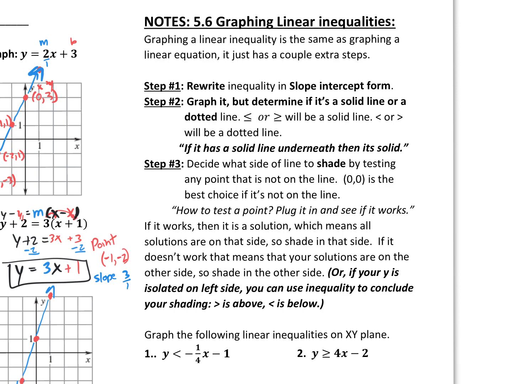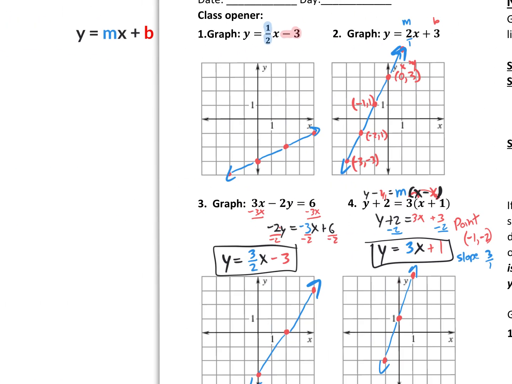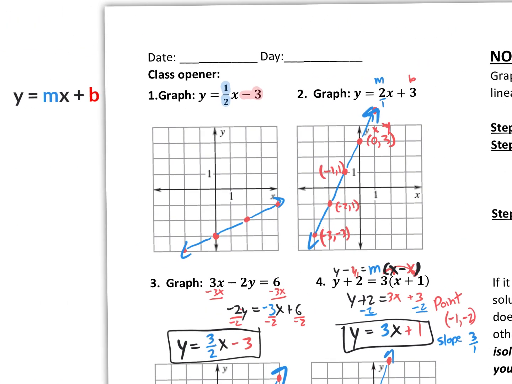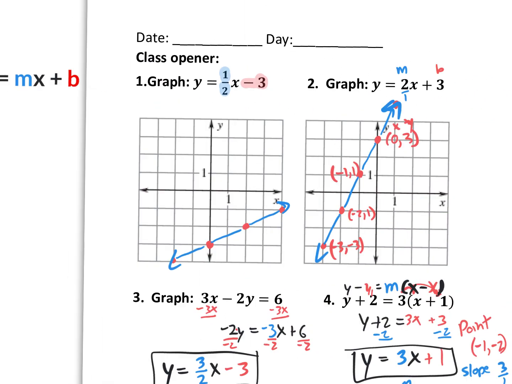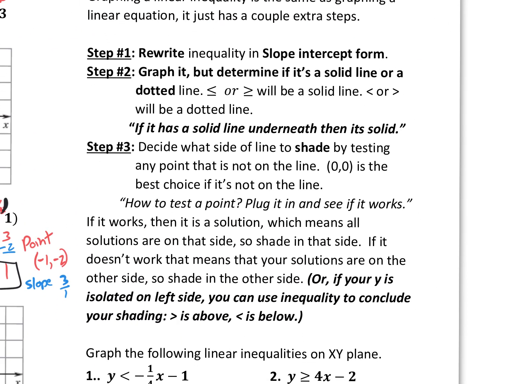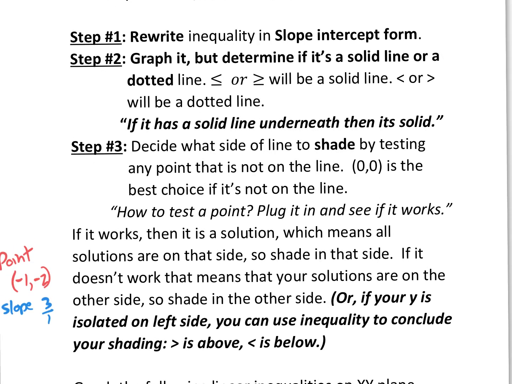Okay? So if you did understand these first questions on the class opener with y equals mx plus b, it should be really easy to graph inequalities. Step 1 would be to do what we just did on the class opener, rewrite the inequality in slope-intercept form. In case you forgot, that's y equals mx plus b.